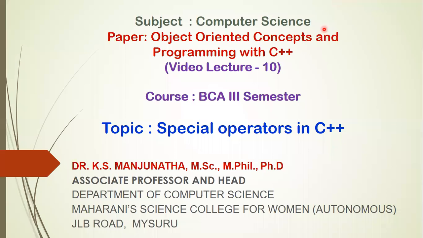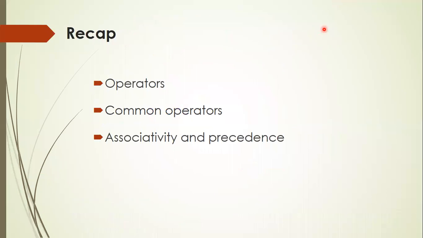Good morning, students. In today's class, I will explain about the special operators available in C++. In our previous class, we studied what we mean by an operator. An operator is a symbol which is used for manipulation of data. Operators and operands are combined together to form what is known as an expression. Both C and C++ support several operators.